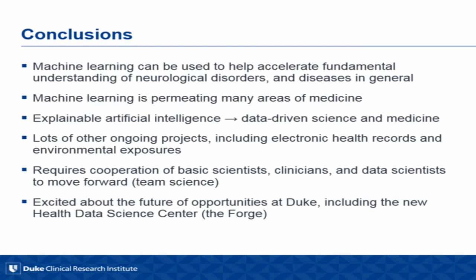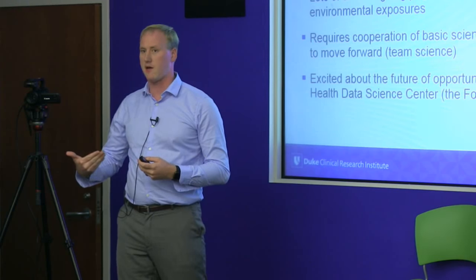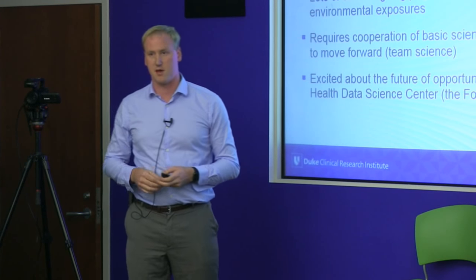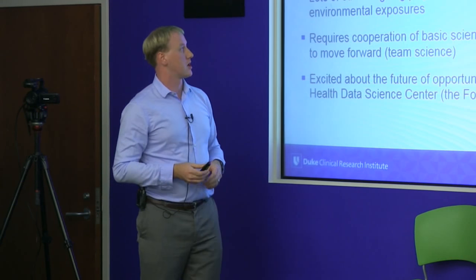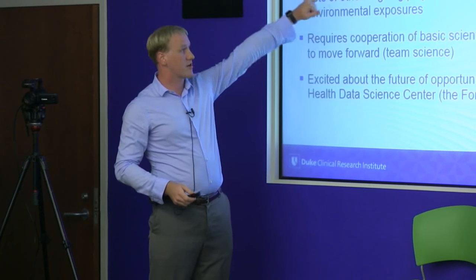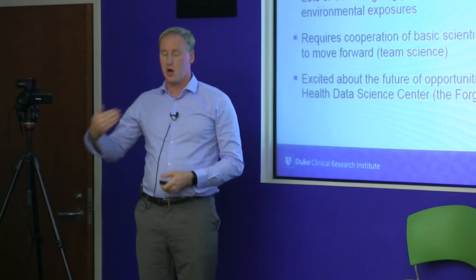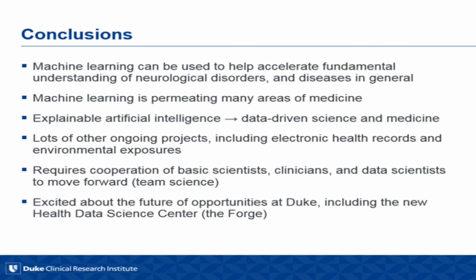And so I just wanted to conclude that machine learning can be very useful to help accelerate fundamental understanding of neurological disorders. But I also think that if we can focus on how to make these things interpretable, how to make them explainable, we're going to be able to talk to domain experts and actually make much more progress on the disease, more than just prediction. And this is something called explainable artificial intelligence, which DARPA is pushing a lot of money into. And I'm really excited about what's going on.